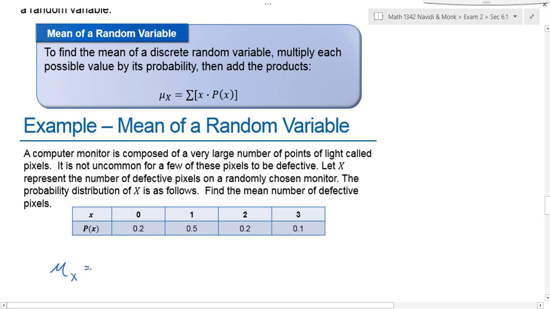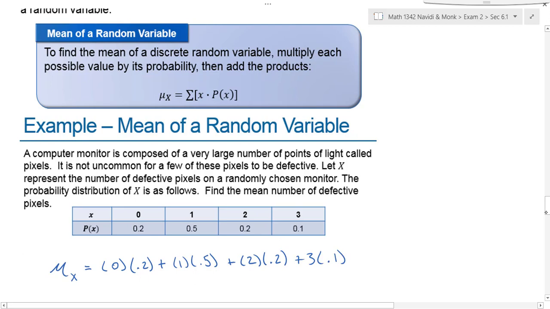That's going to be equal to the sum of the product x times p of x. So I take each one of these pairs x times p of x, and I multiply. The first x is 0 times p of x, 0.2. Then the capital sigma means I add, so I'm adding to that the next x, which is 1 times the p of x associated with that. It's 0.5 plus 2 times what? 0.2 plus 3 times 0.1.